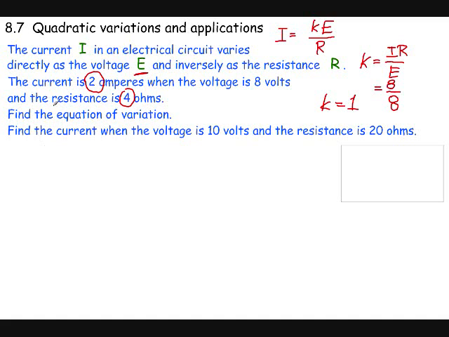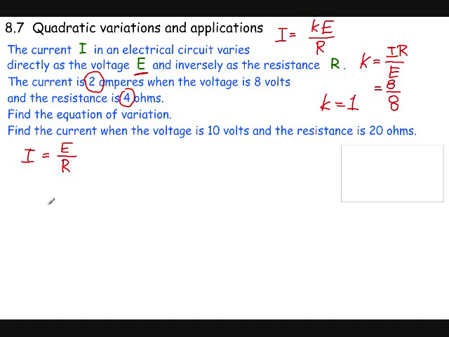Find the equation of variation. Okay, we can do that. We've got the current is equal to, isn't that nice to have 1? We don't even have to write it in there. E over R. So the current in amperes is equal to the voltage in volts divided by the resistance in ohms.